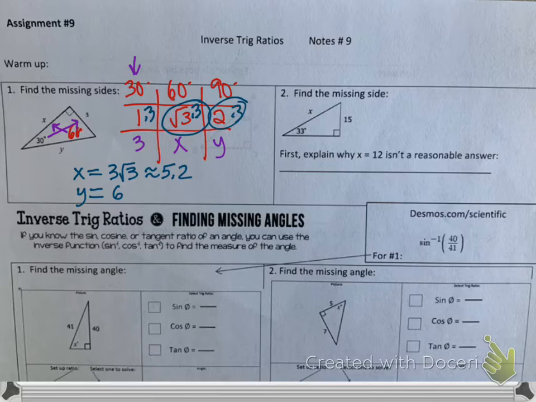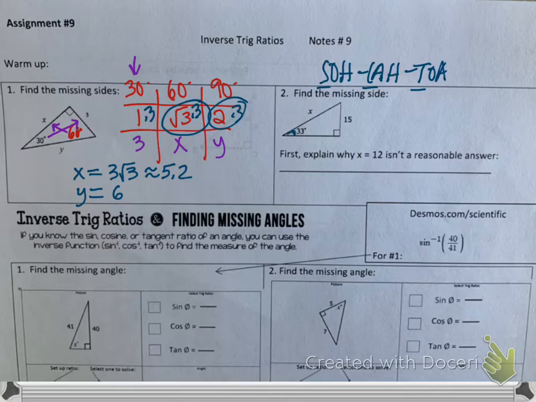For number 2, I noticed that only one side length is given, so I can't use Pythagorean theorem. It's not a special right triangle because it's a 33-degree reference angle, so I'm going to be using my trig ratios, or SOHCAHTOA, where sine stands for opposite over hypotenuse, cosine is adjacent over hypotenuse, and tangent is opposite over adjacent.